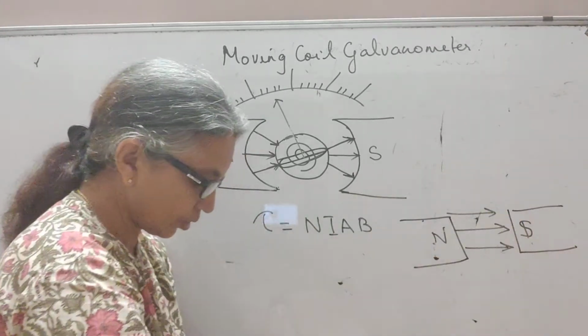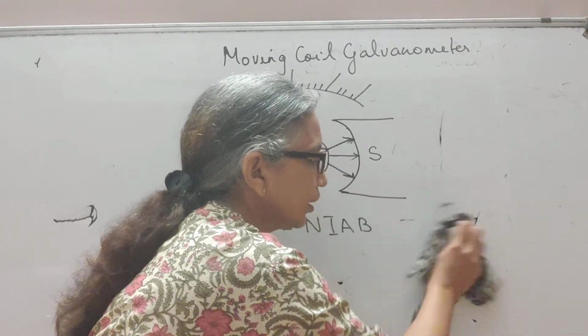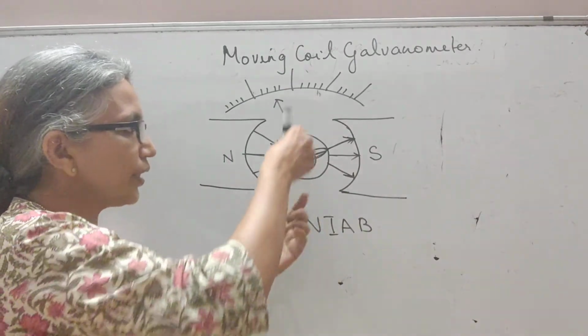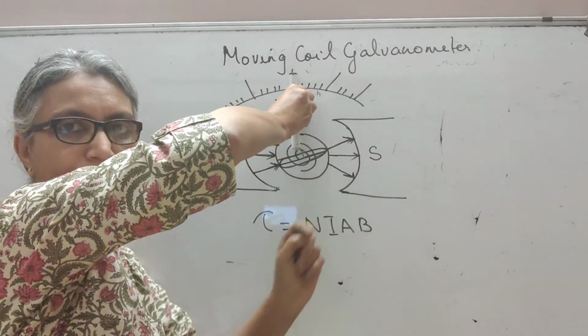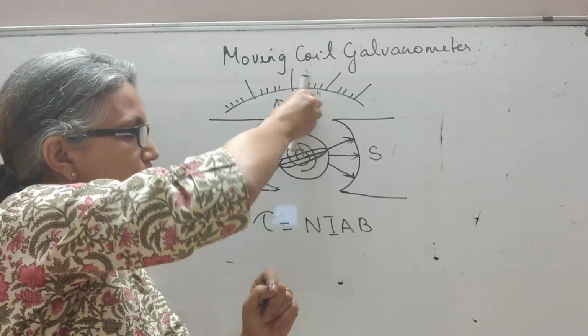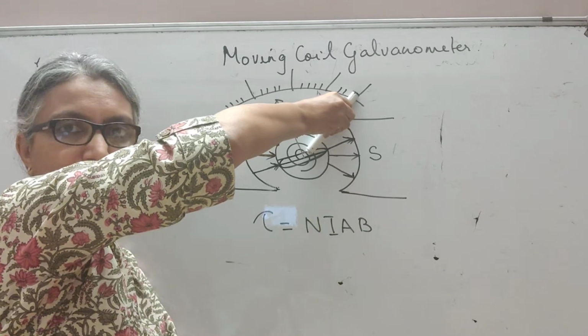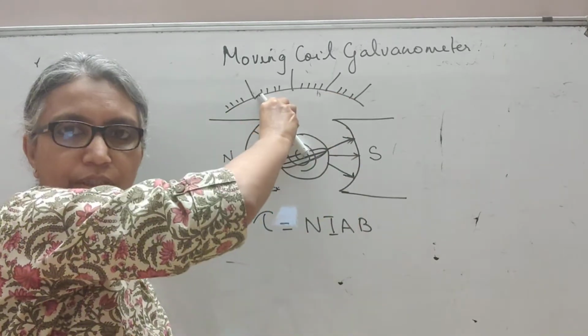So that is the importance of a radial magnetic field, because even if your coil turns and the area vector turns along with the coil, at every position, in this position you have this magnetic field perpendicular to the area vector. If it turns and the area vector comes in this position, this magnetic field is perpendicular to the area vector. Here this magnetic field line is perpendicular to the area vector.